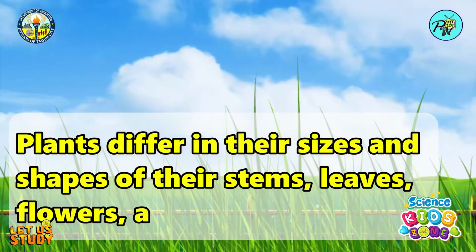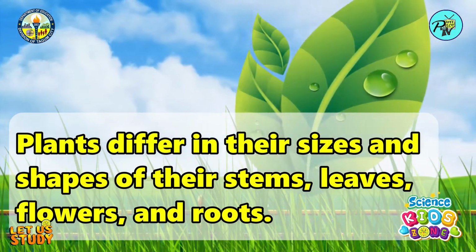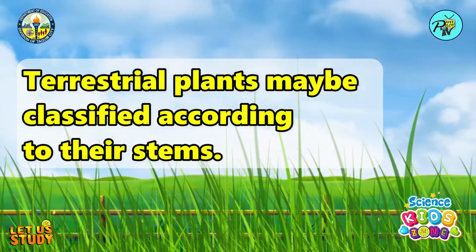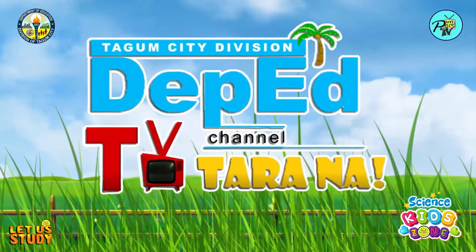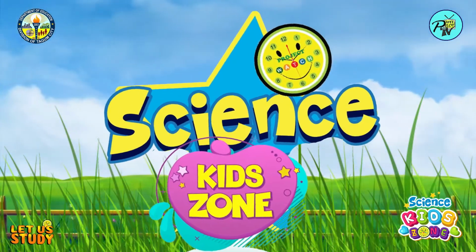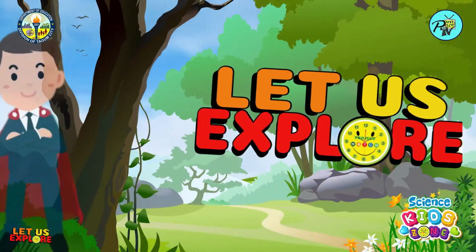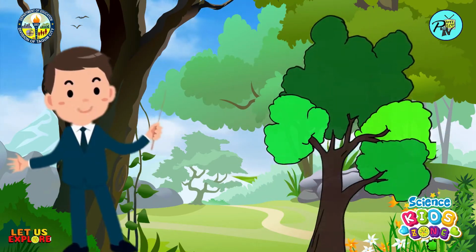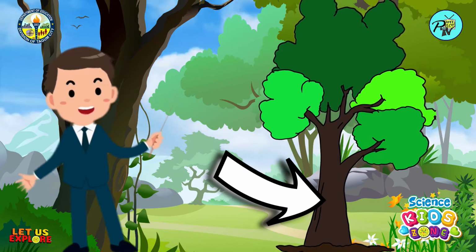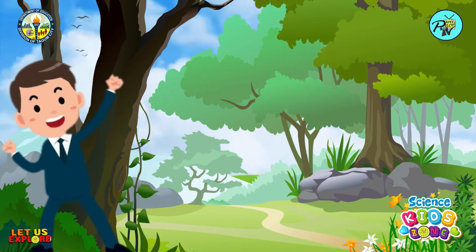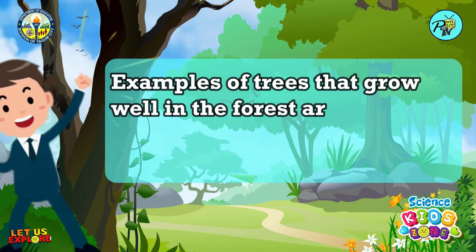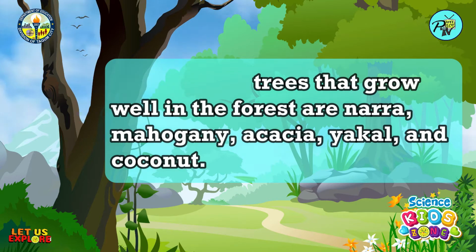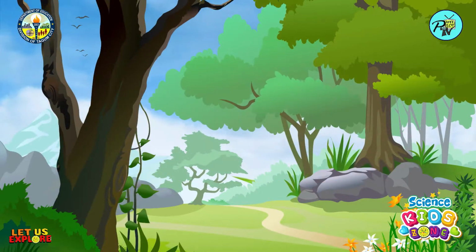Plants differ in their sizes and shapes of their stems, leaves, flowers, and roots. Terrestrial plants may be classified according to their stems. You're right, Teacher Grace. Now let's talk about trees. They have big, hard, and woody stems called trunks. They grow more than 6 feet tall. Examples of trees that grow well in the forest are narra, mahogany, acacia, yakal, and coconut.